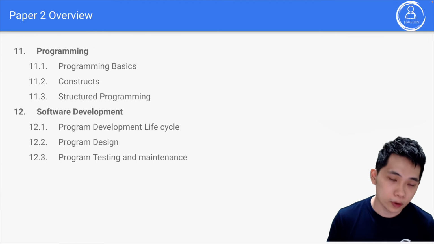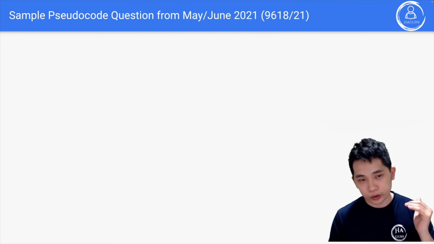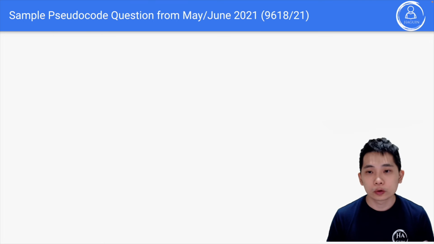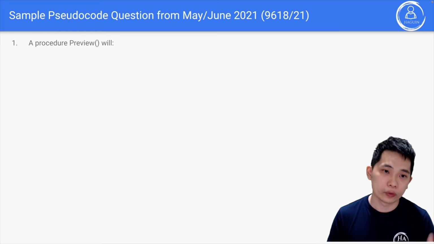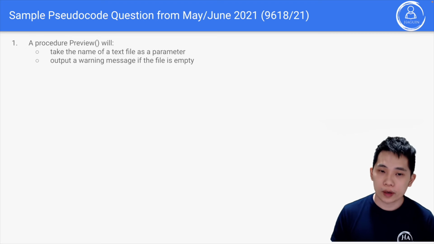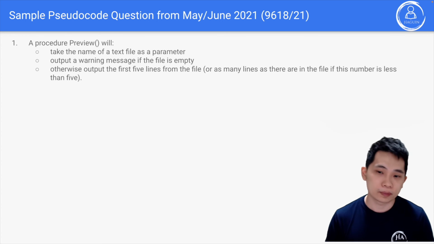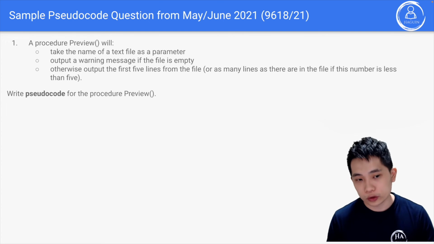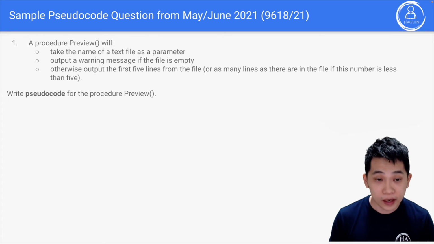Compared to paper 1, paper 2 only has 4 chapters compared to 8 chapters in paper 1. So let's look into a sample pseudocode question that I took from the past year paper, from May-June 2021. First of all, this is the question. It asks you to write a procedure preview that will take the name of a text file as a parameter, output a warning message if the file is empty, otherwise output the first 5 lines from the file, or as many lines as there are in the file if this number is less than 5. So please write a pseudocode for the procedure preview. This is the sample question from the past year paper.